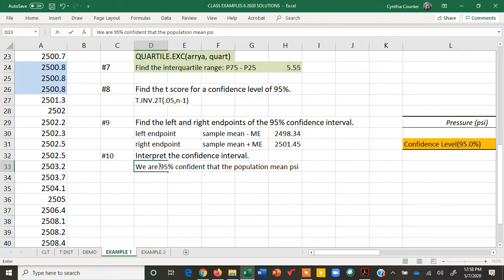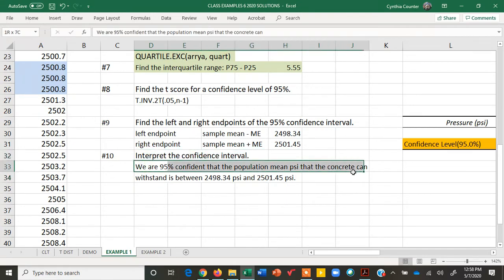So the interpretation is a simple sentence that says, we are 95% confident that the population mean PSI that the concrete can withstand is between 2498.34 PSI and 2501.45 PSI. It's important that you include the units on these because every problem will have different units. We're not working with proportions or percentages, we're working with actual measurements.